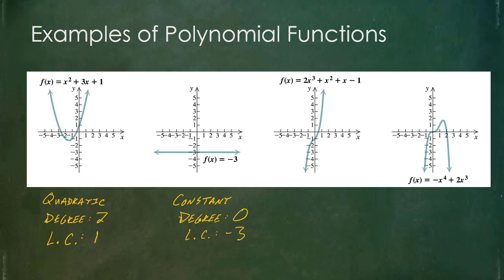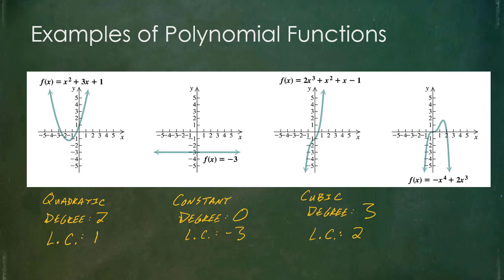Moving on to the third one, notice the highest power I see for this one is a power of 3. This was the last example. We called that a cubic function. And the way I know that is if the highest power is a 3, which we call the degree, and the leading coefficient for this one is the number in front of that term, which is a 2, so my leading coefficient would be 2.